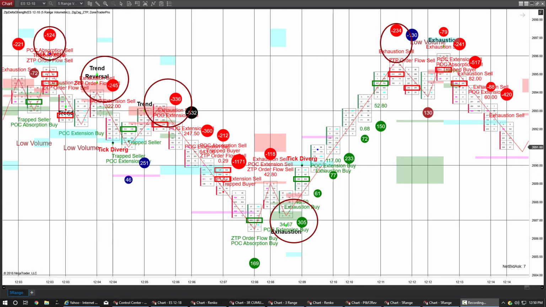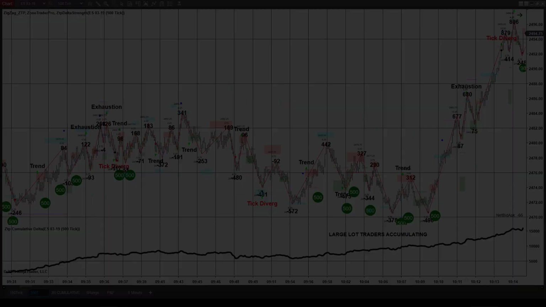ZoneTraderPro has a unique and exclusive indicator called the delta strength. With the delta strength indicator, we can visually see the strength of a move and filter that number so that only large trades are considered. In this case, if the order flow pattern is indicating either strong buying or strong selling, then the target can be adjusted to the next target zone.